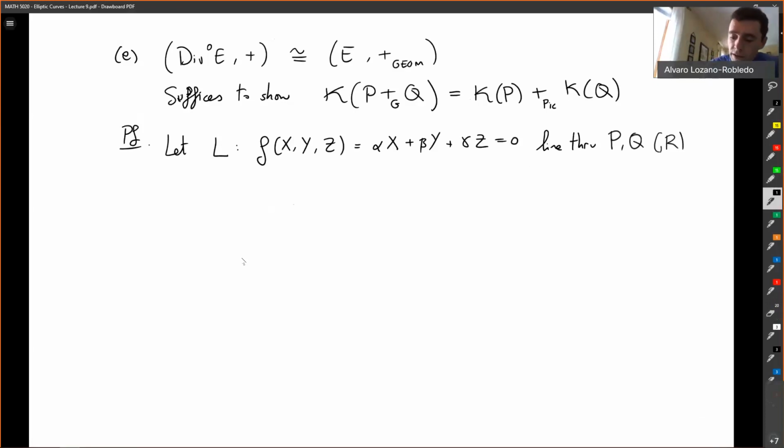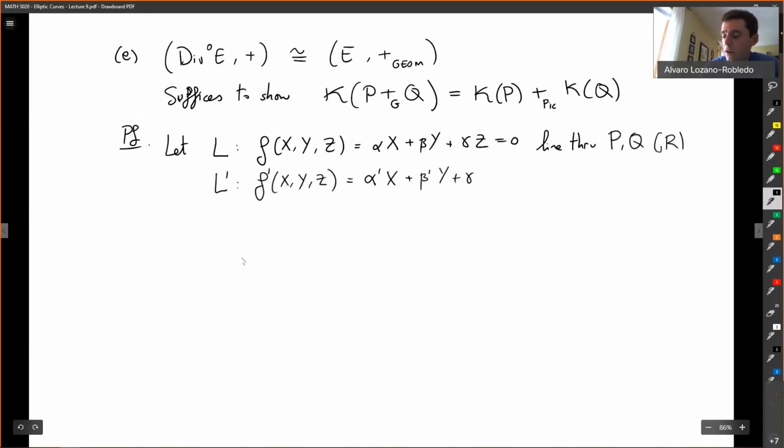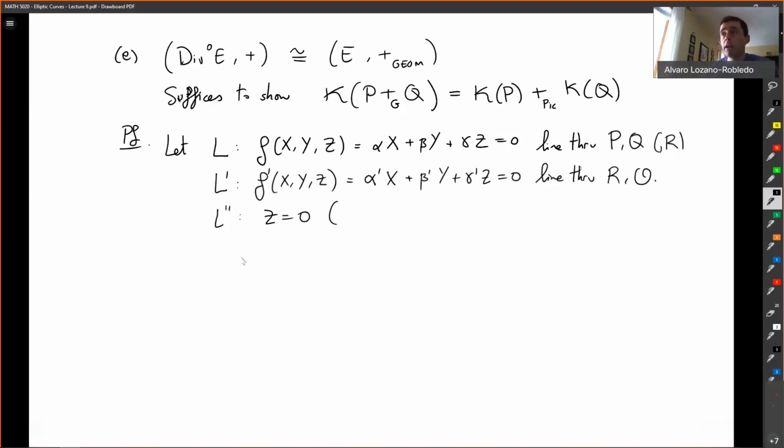Okay. And similarly, let L prime now be F prime of X, Y, Z, which is going to be the line through R and O: alpha prime X plus beta prime Y plus gamma prime Z equals zero is the line through R and O. And L double prime is the line Z equals zero, which, remember, we are working over a Weierstrass form, has a triple zero at O. It intersects at O with a triple zero.